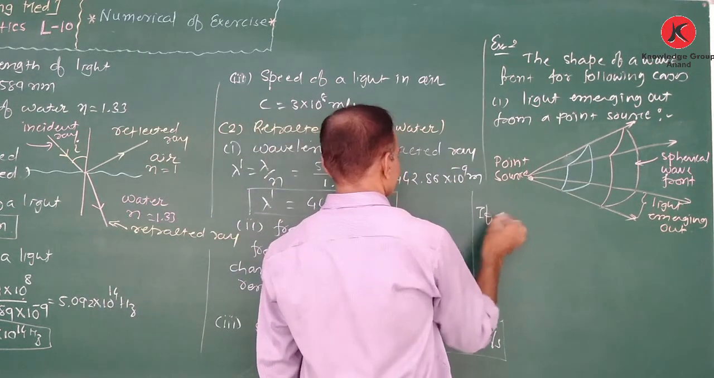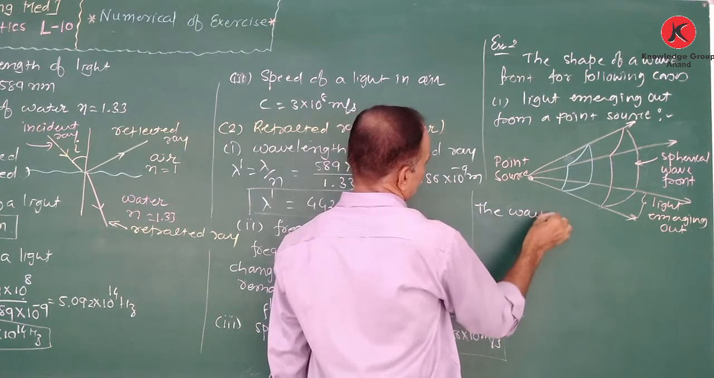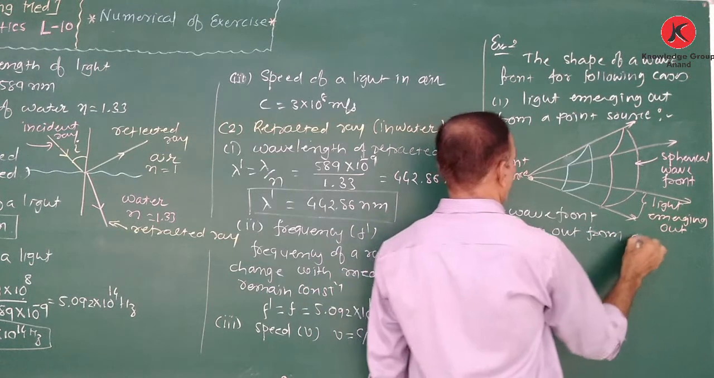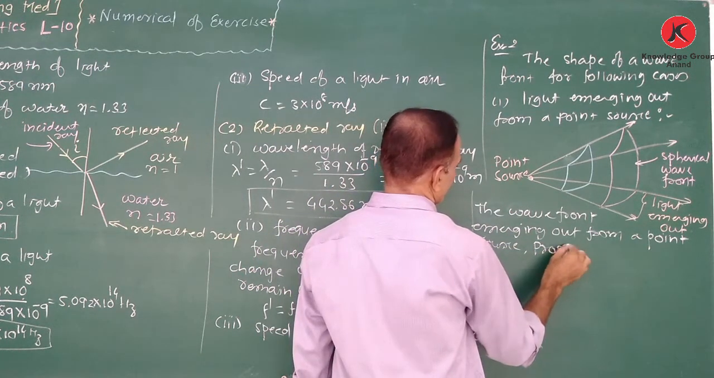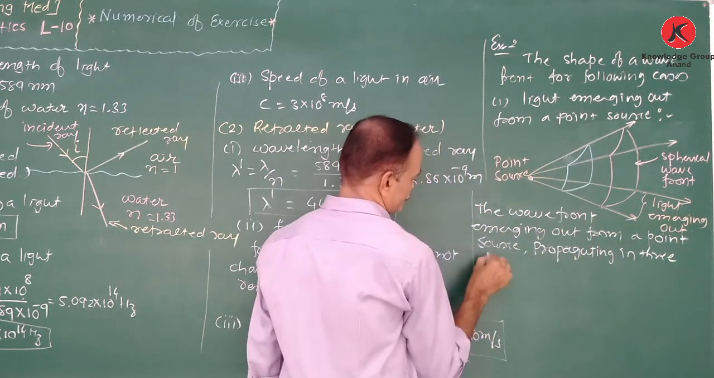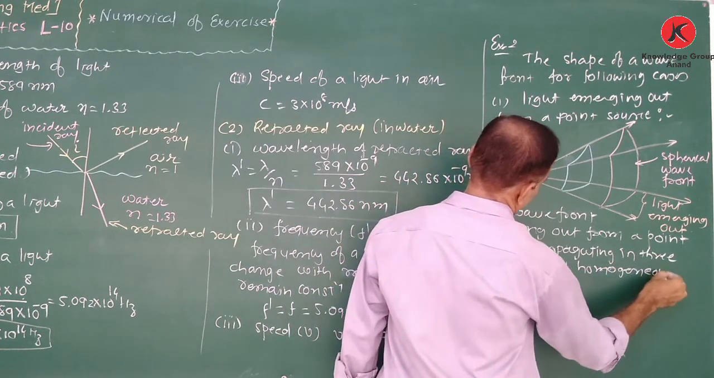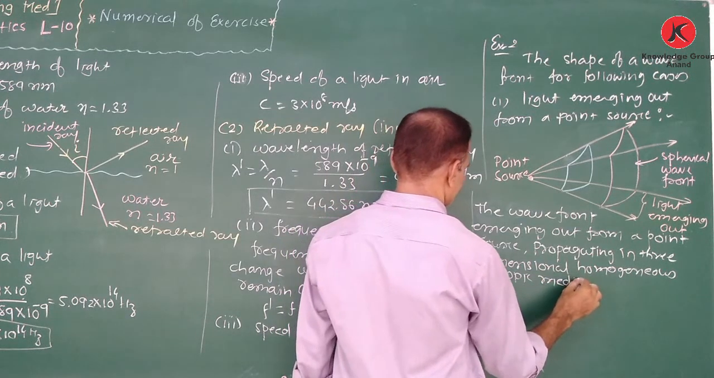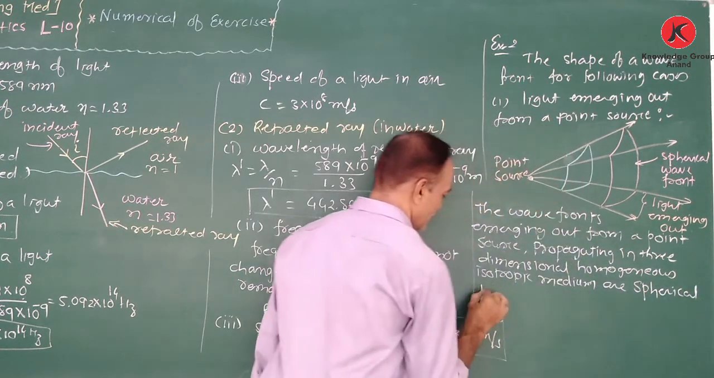Therefore, the wavefronts emerging out from a point source, propagating in three-dimensional, homogeneous, isotropic medium, are spherical in shape.